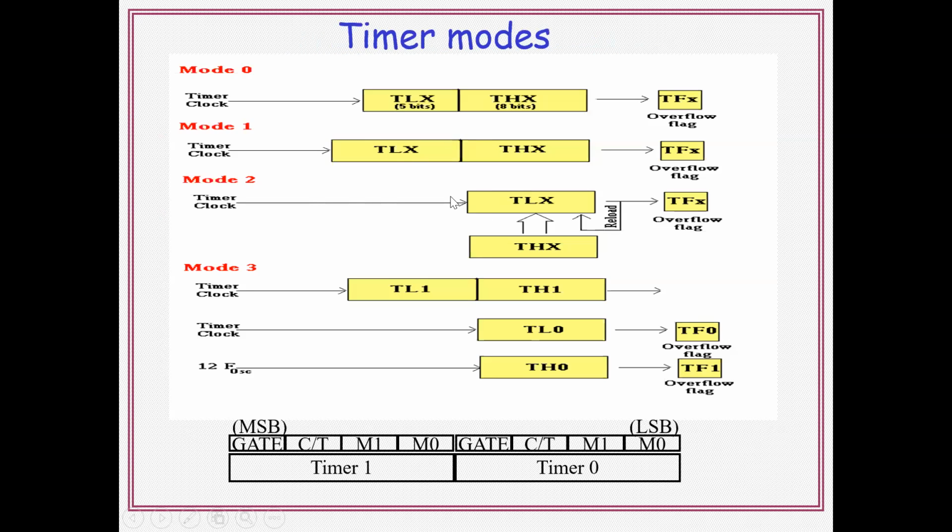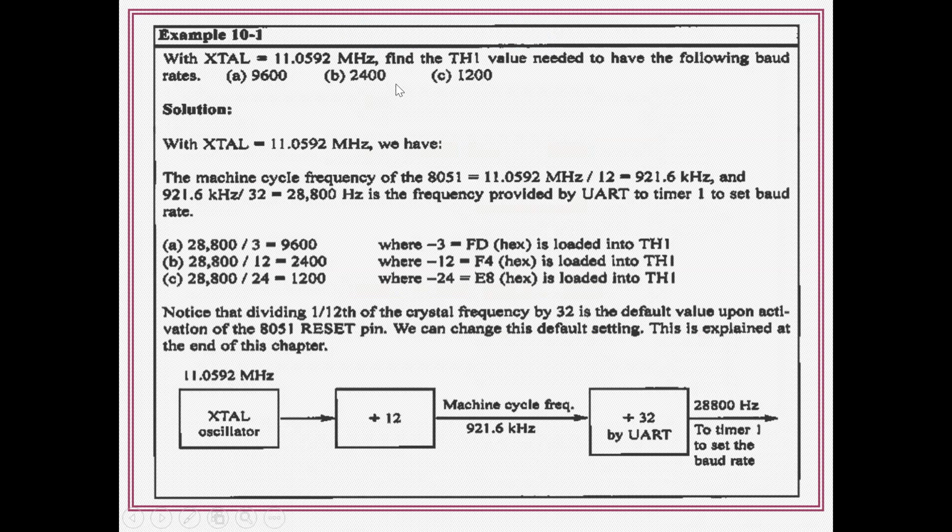Okay, these are the timer modes. Already we discussed that. Here timer 1 is supporting mode 2, auto reload, which is used to generate the baud rate in serial communication. Assume this is one example given with an XTAL of 11.0592 megahertz. Find the TH value. We need the following baud rates. Assume one baud rate is 9600, the most suitable frequency for all communication devices. Next are 2400 and 1200. Then what value do we need to load in TH1?